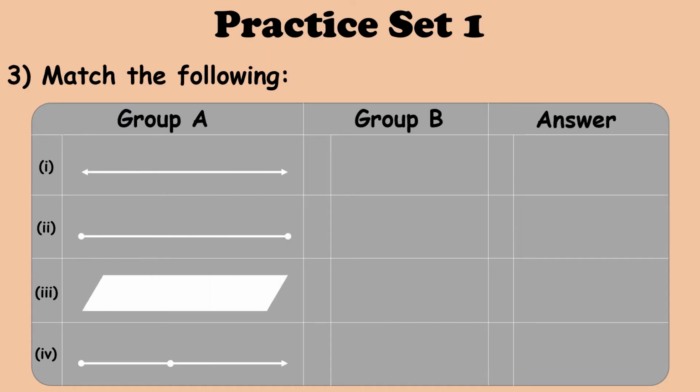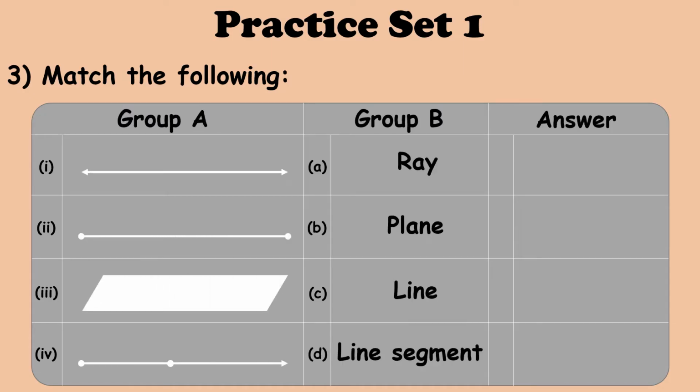Let us solve the third sum of practice set 1. Match the following. In group A, we can see several figures are given there, and in group B are the names of those figures. We have to find what is the name of the correct figure. So the first figure which is given is of a line. So the first answer is C, that is line.